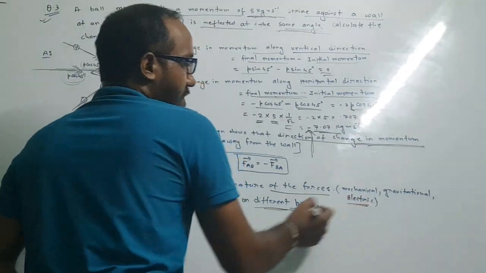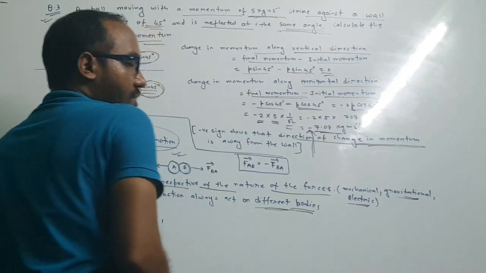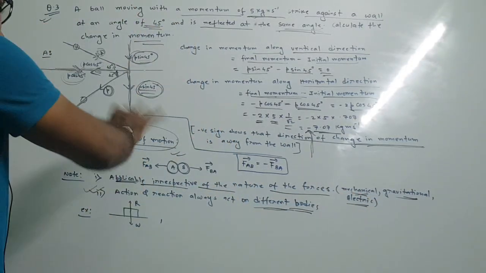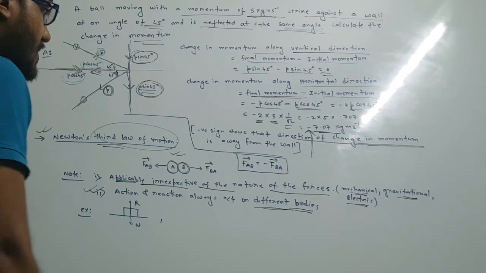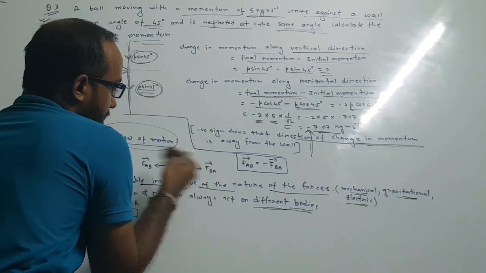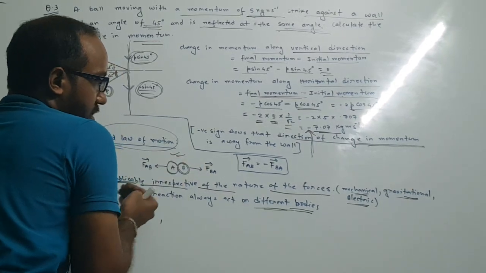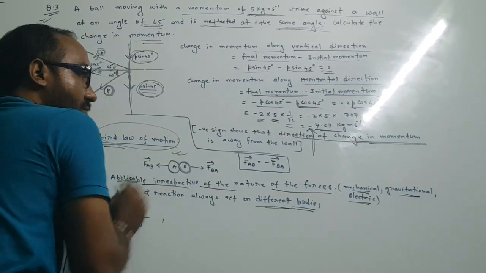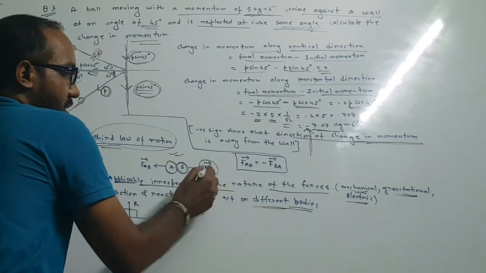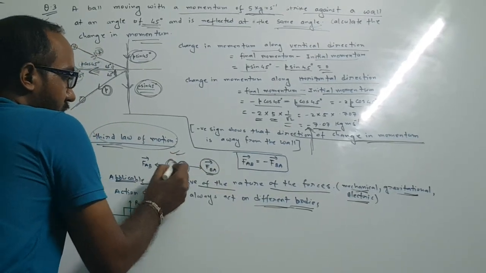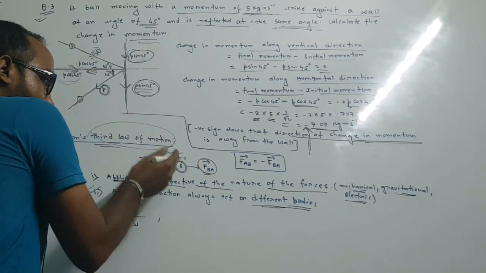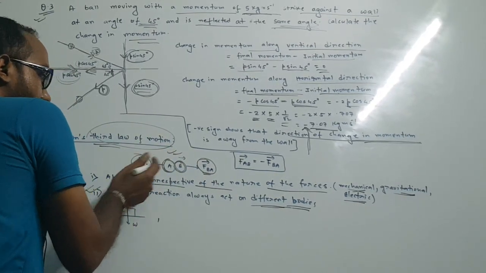That can be electrical force, gravitational force, mechanical force, or any force you name, you can apply the third law of motion. See, this object is applying a force on body A, so object A will give a reaction force in this direction, FBA. Now A applies a force on B in this direction, so the reaction of B would be in the opposite direction, FAB.